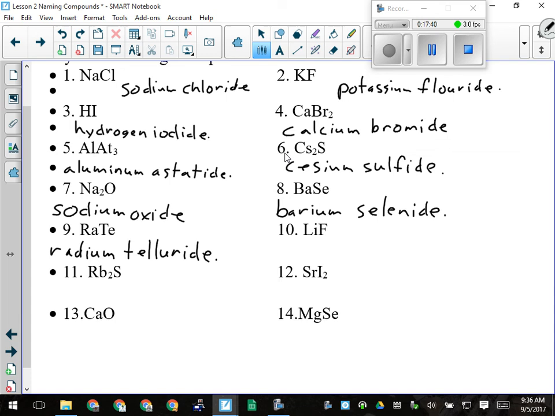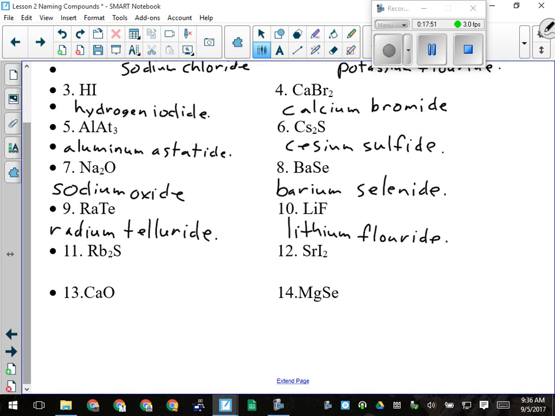All right, for number 10, we've got lithium with fluorine, so that's going to be lithium fluoride. Number 11, we've got rubidium with sulfur, so that'll be rubidium sulfide. And guys, I don't care whether you spell sulfur with an F or a PH. Either way is acceptable. Some people like the PH, some people like the F, whatever. Then for number 12, I've got strontium with iodine, so this will be strontium iodide.